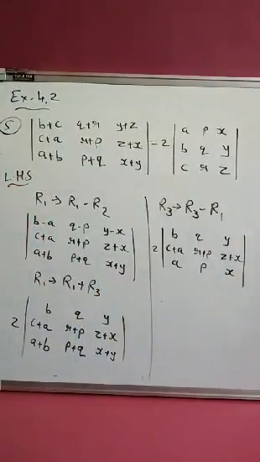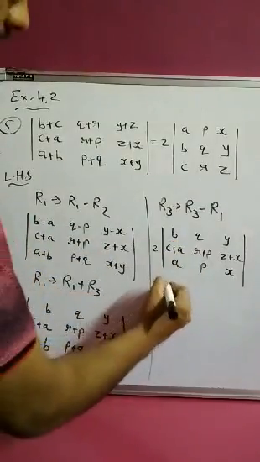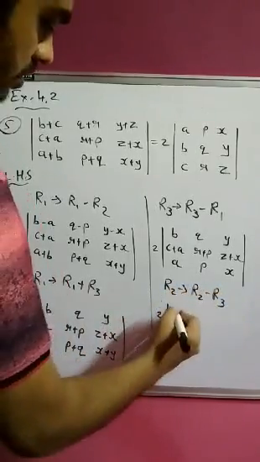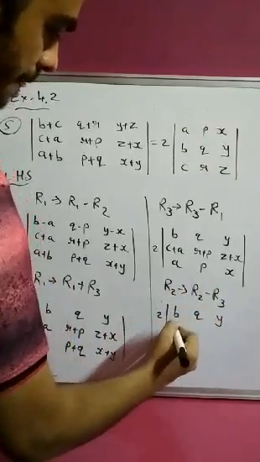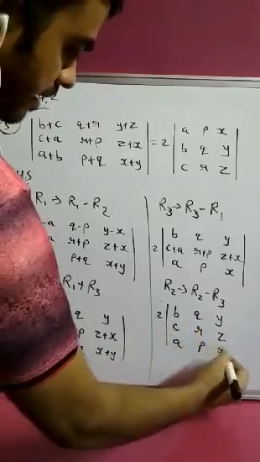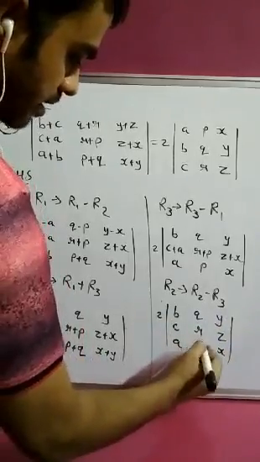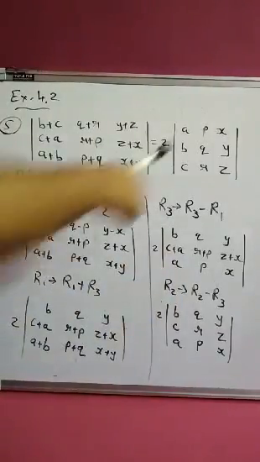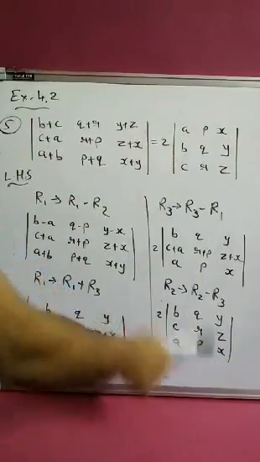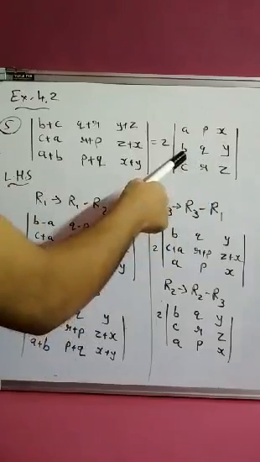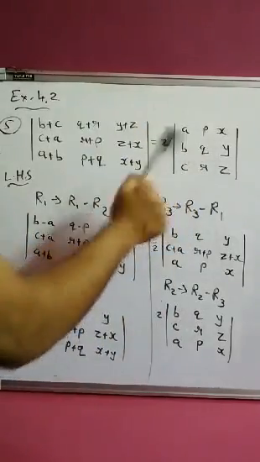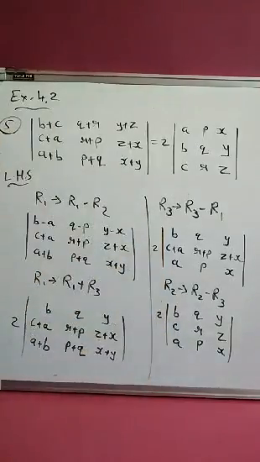Right. Now we want to get R2. So R2 minus R3. Row 2 as row 2 minus row 3. So B, Q, Y, C, R, Z, A, P, X. But now you will think, sir, actually here APX is the first row, but in the required RHS APX is the third row. BQY is the second row in the required RHS, but we have got BQY as the first row. CRZ is the third row, but we have got CRZ as the second row.